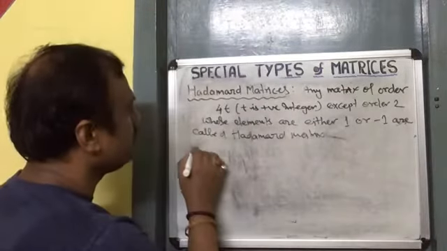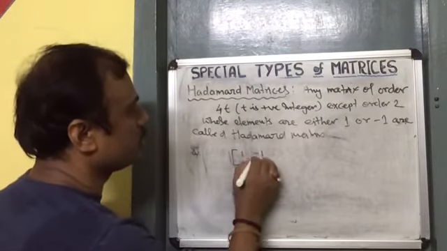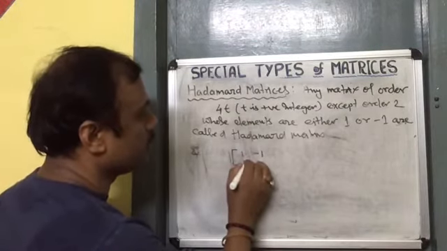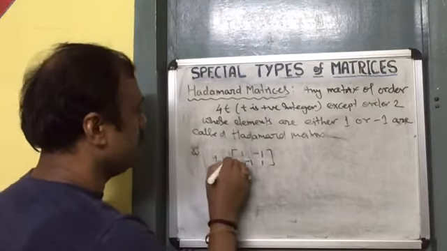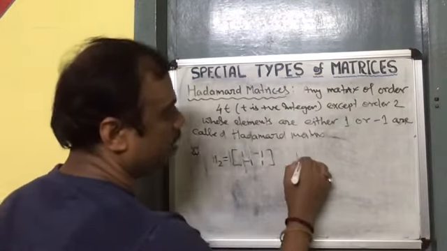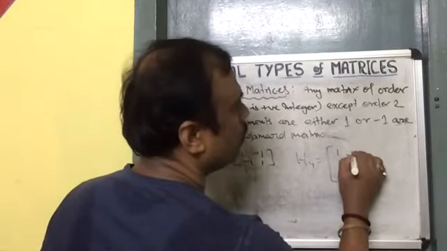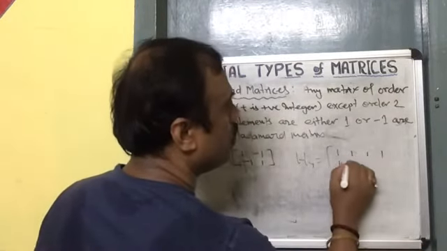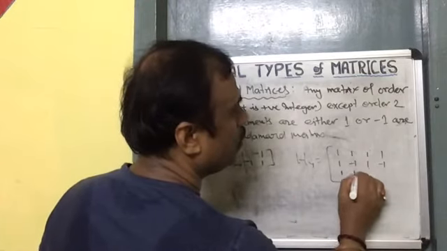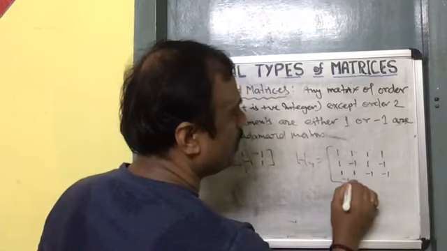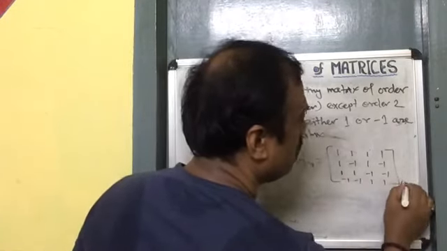Let us have an example. 1, 1, -1, -1 or 1 you can have. This is H2. Or in case of H4 we can have 1, 1, 1, 1, 1, -1, -1, 1, 1, -1, -1, -1, -1, 1. This is one type of Hadamard.